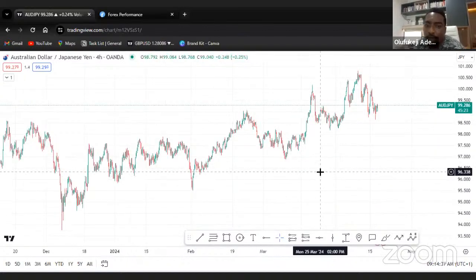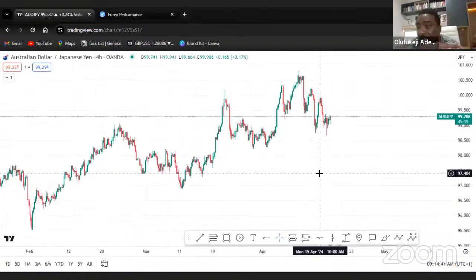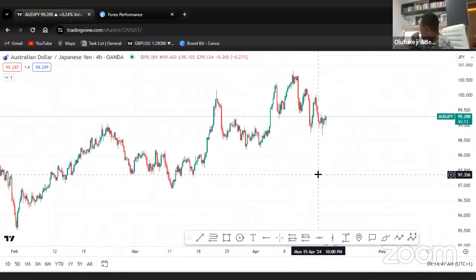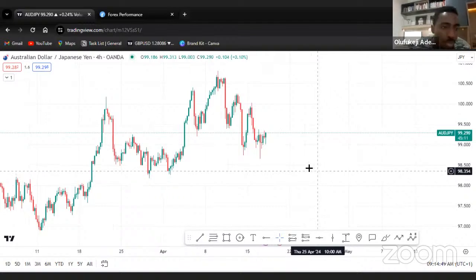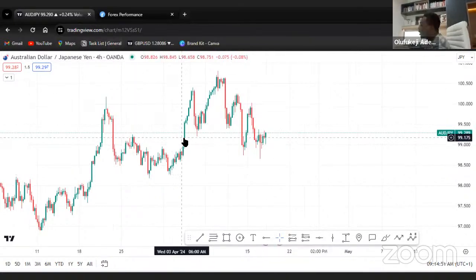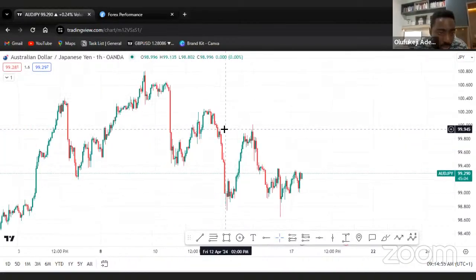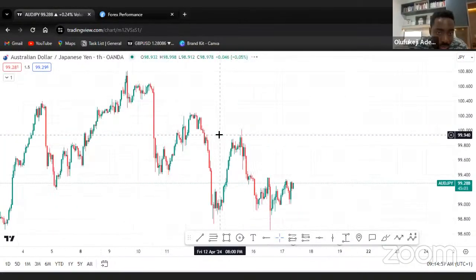So that's broken structure to the upside. Where is price currently? Are you seeing the higher highs and the higher lows? So that's an uptrend. That being said, where are the places I'm looking at for my buys? We can zoom into the 1 hour.